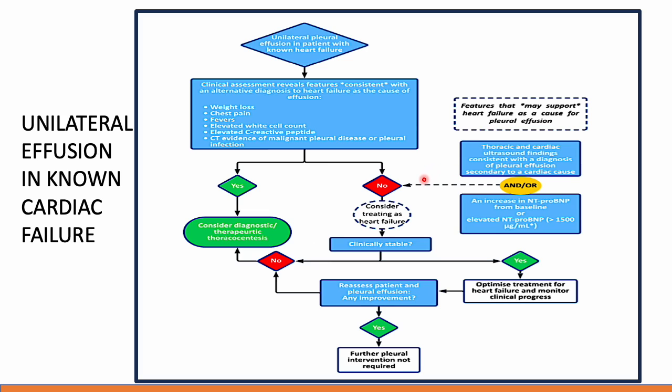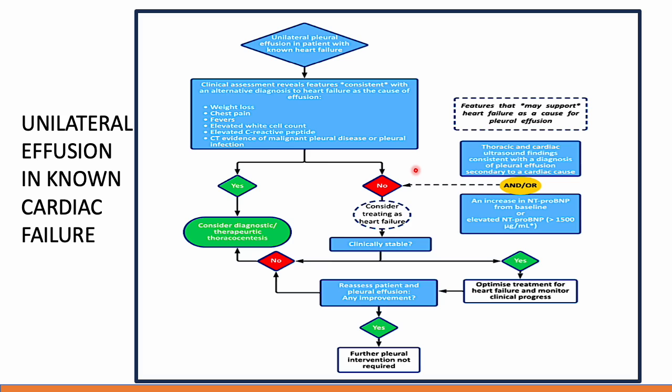So you again feel that this patient could be having this unilateral effusion secondary to heart failure. If you consider treating as heart failure, you check whether your patient is clinically stable. If your patient is clinically not stable and you think this is heart failure related, you go ahead and do a diagnostic therapeutic thoracentesis. If your patient is stable and you can wait till you manage this effusion, then you just optimize his medical treatment, his heart failure, and reassess the patient. If he's improving on reassessment, then don't do any pleural intervention.